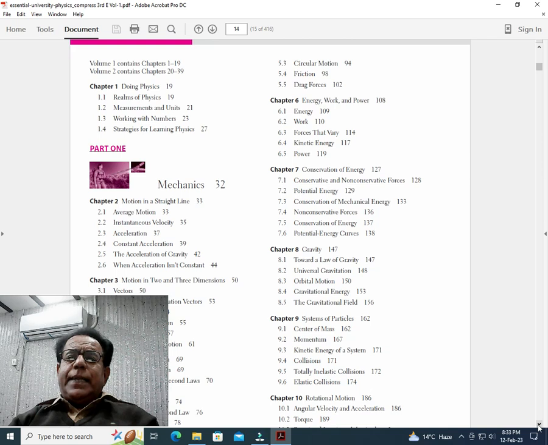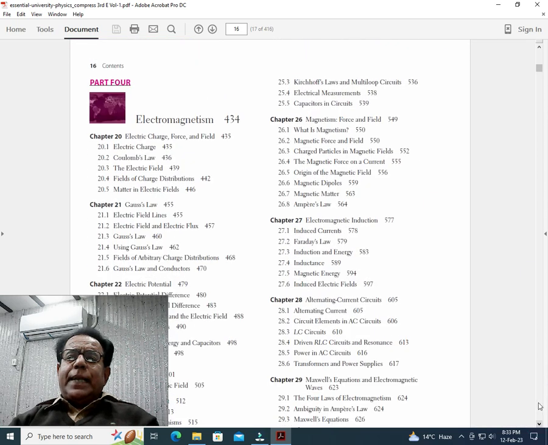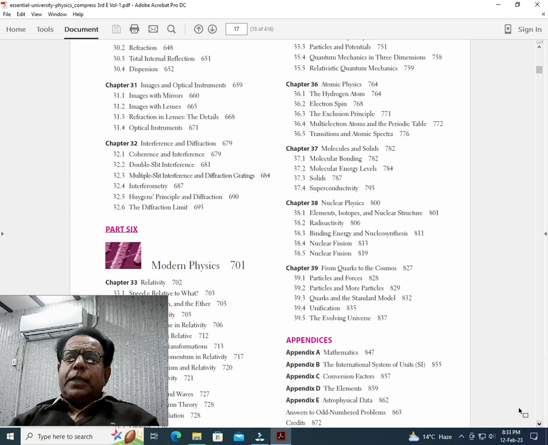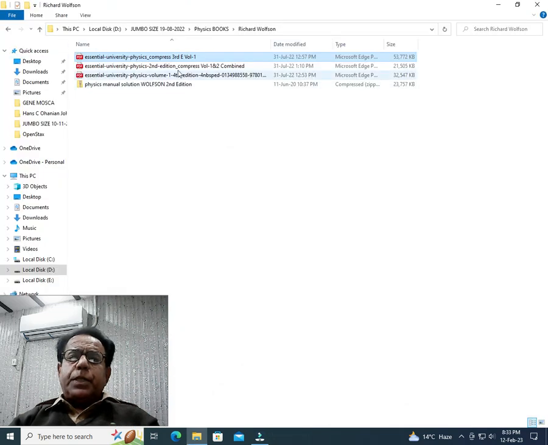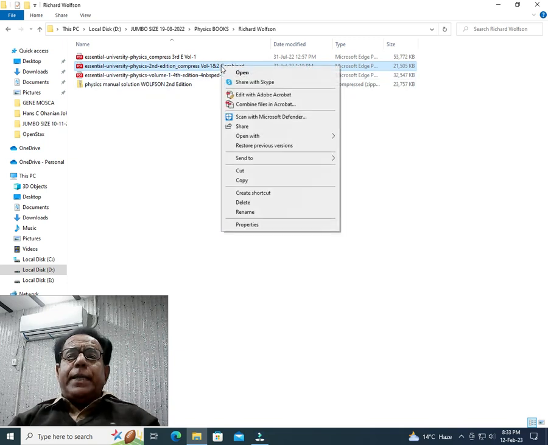These are the contents in detail. Chapter-wise contents in which topics are also mentioned. Chapter number 39 is the last. Then the appendix begins. Now we open the next book, which is combined. The edition is second, and volumes 1 and 2 have been combined in this book.